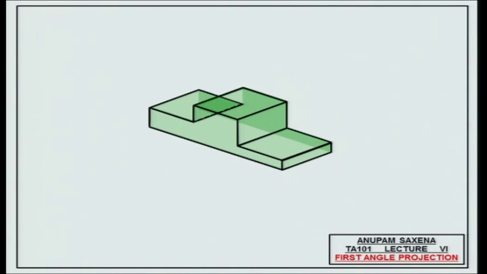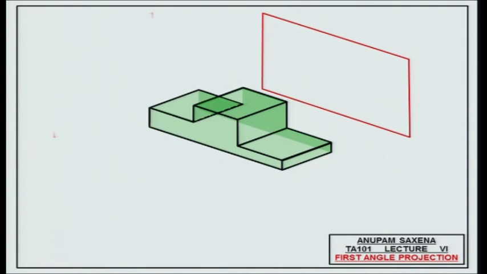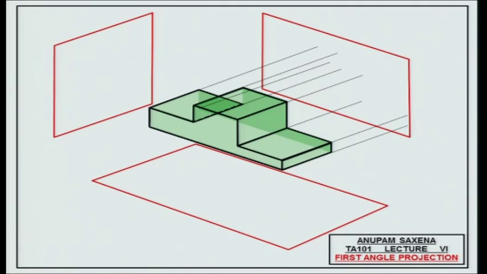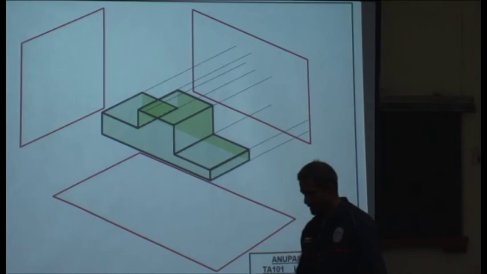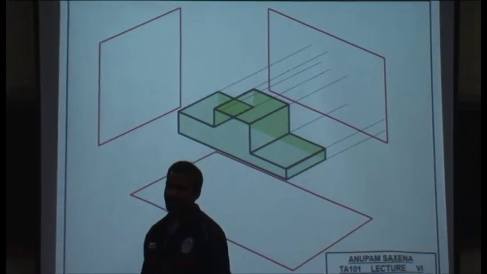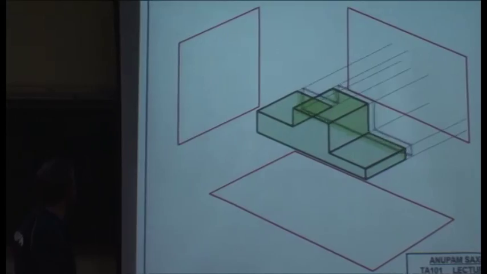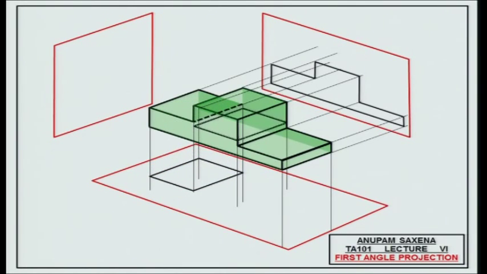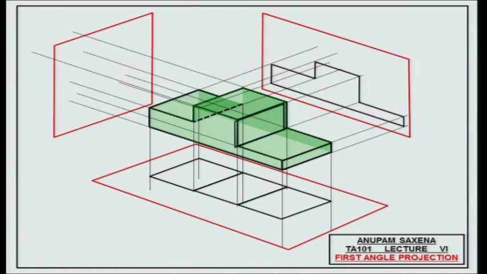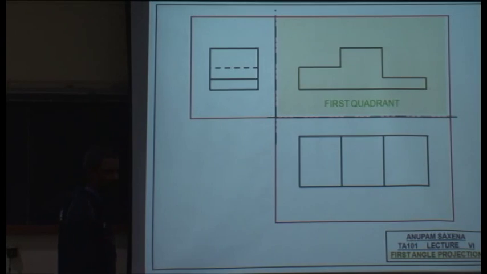Same thing, but in this case, now the plane is at the back, bottom, and on the left hand side, you let the rays emanate from the object and let them fall on these respective planes. Okay, you get the front view here, you get the plan or the top view here, and likewise you get the side view there. Again, if you rearrange these planes, your frontal view happens to be in the first quadrant.